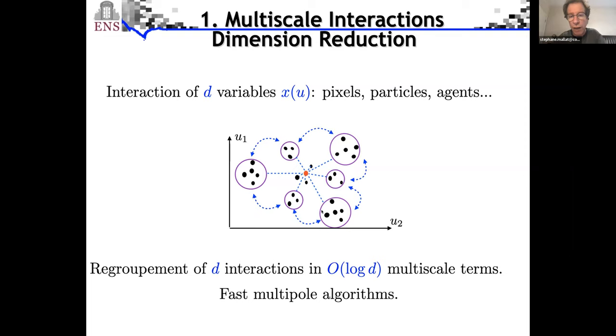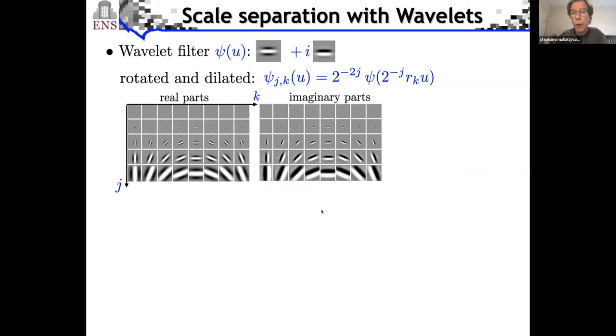Okay, in our case, we are going to capture that with wavelets. So what is a wavelet? A wavelet is like a sine wave. You see it here, psi. It has a real part, which is like a local cosine, and an imaginary part here, which is like a sine, but it's a local waveform. So this wavelet, we are going to dilate it like a sine wave, and you see the wavelets, which are smaller and smaller. We are going to rotate it, and you see the rotated wavelets, okay?